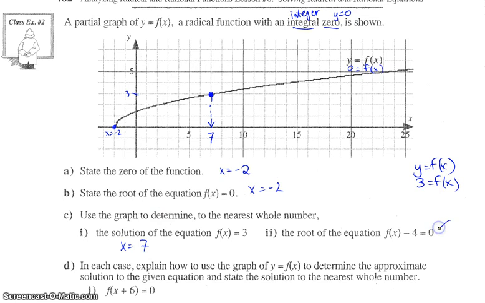You guys try this one out, and yes, you can bring the 4 to the other side first if you like. Pause your video and see if you can find the solution to the next one.